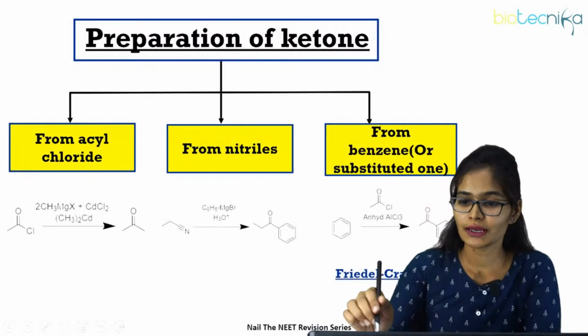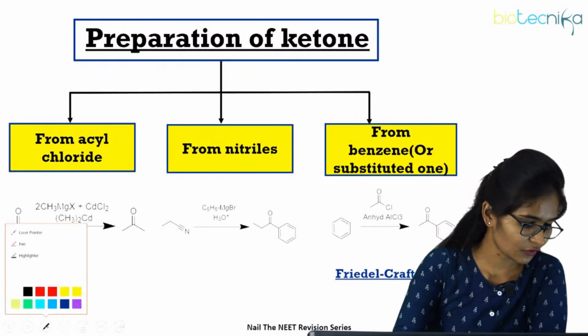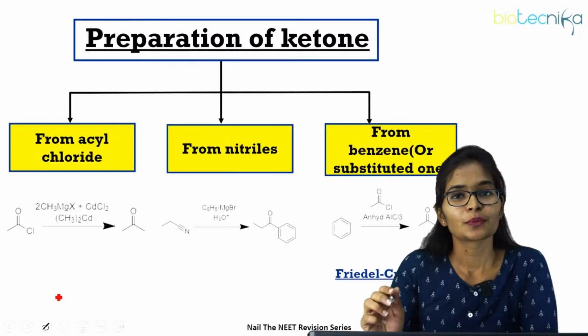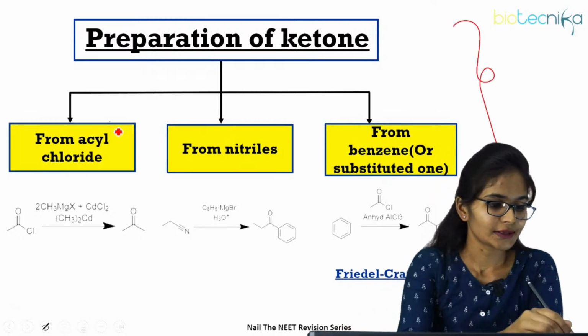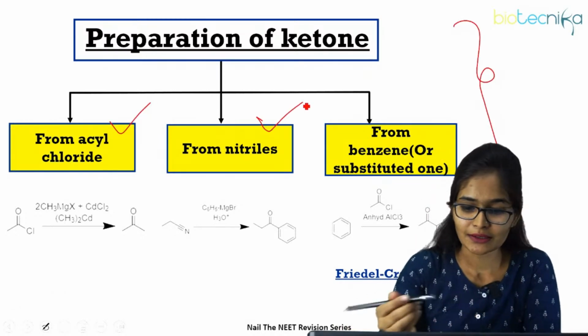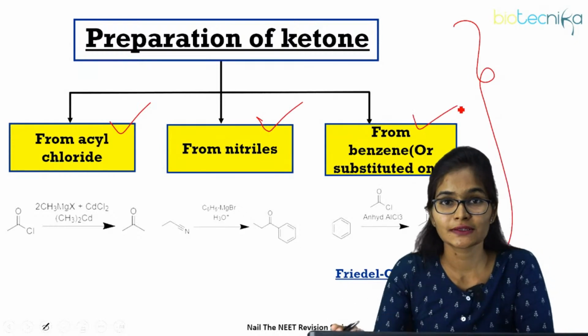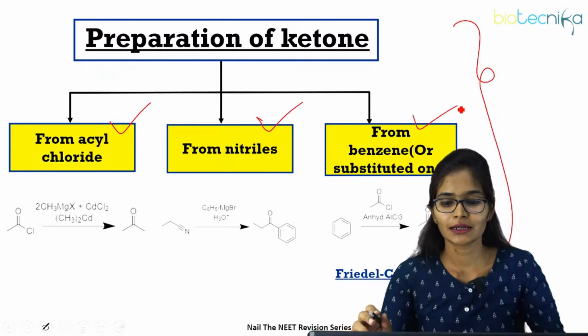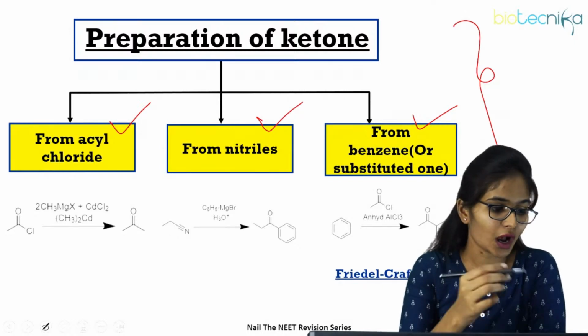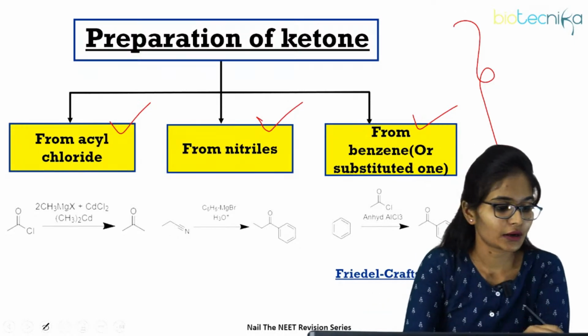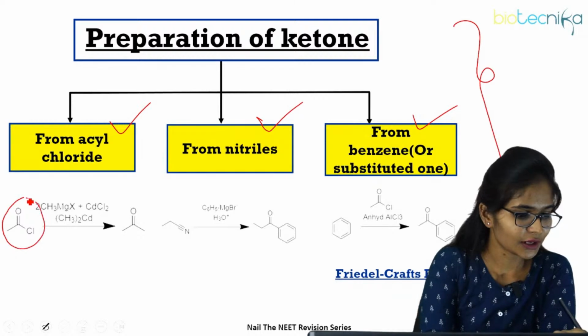Now coming to the next part, which is the preparation of ketones. As you can see overall, I can prepare ketones from acyl chloride, from nitriles, and from benzene or substituted benzene. Coming to the first part, from acyl chloride. So how can you prepare it from acyl chloride? You have acyl chloride here, right?